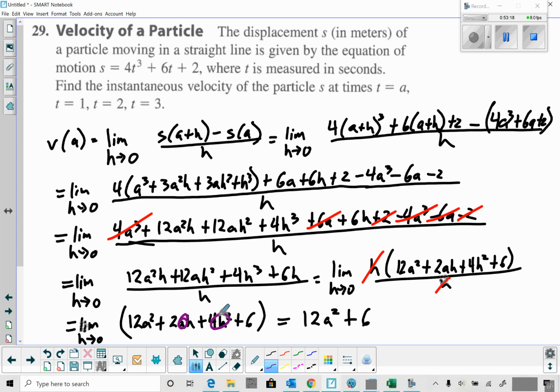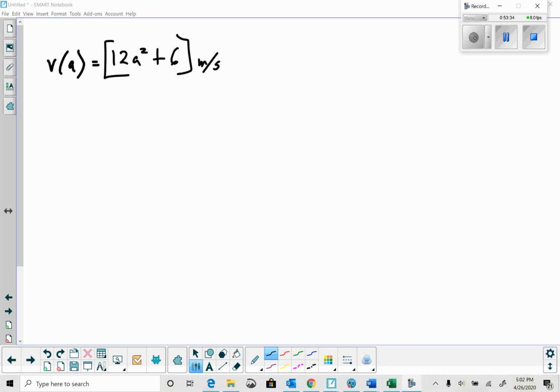Now again, this is velocity, so you may hopefully not be confused too much here. They gave us units of measurement. This is measured in meters per second. So just writing this out here on a nice clean page where I got more room. V of a, the velocity of this particle at any value of a, is going to be 12a squared plus 6.